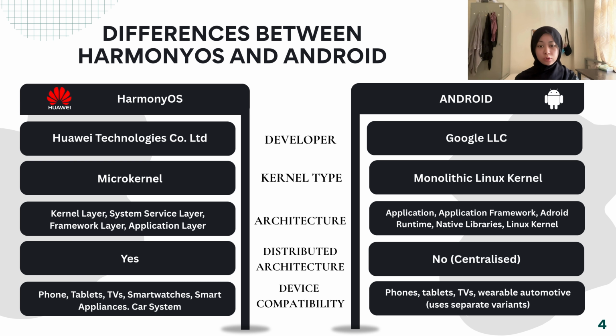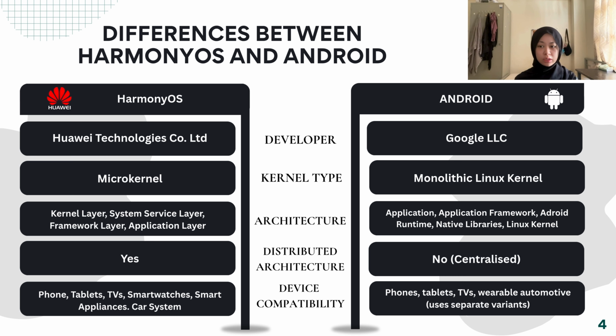First, I'm going to compare the developer between these two operating systems. For HarmonyOS, the developer is Huawei Technologies Company, while for Android it is Google LLC. For the kernel type, HarmonyOS is using a microkernel, while Android is using a monolithic Linux kernel.